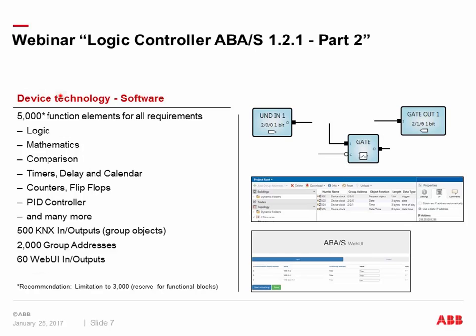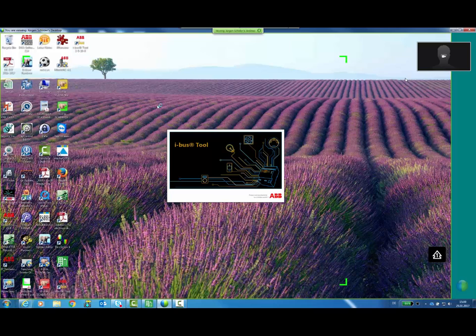So that was a small introduction of the device. Then I start here with the IBAS tool. The latest version of the IBAS tool is 1.9.10.0. You can download the IBAS tool free of charge from our website.